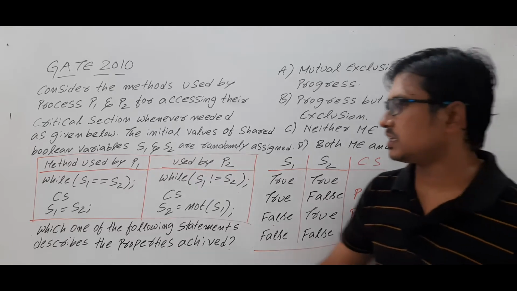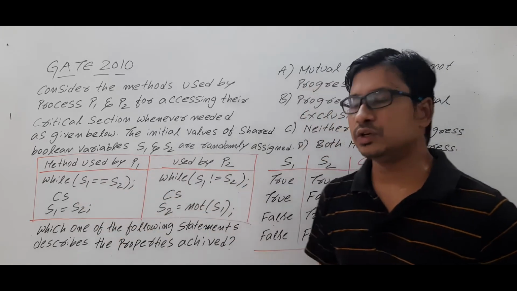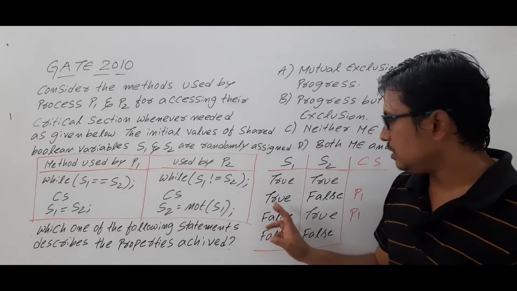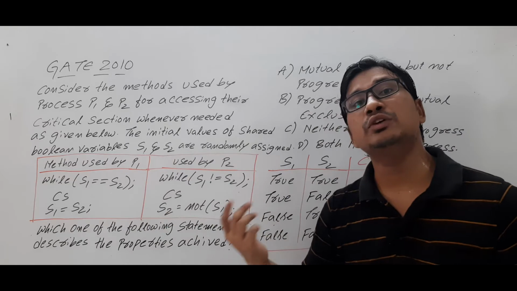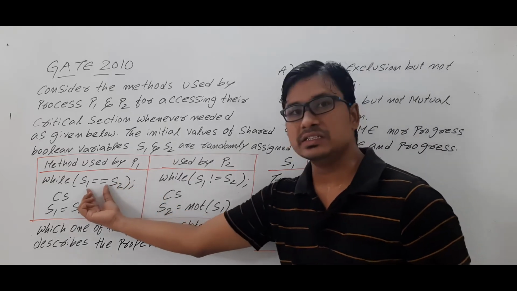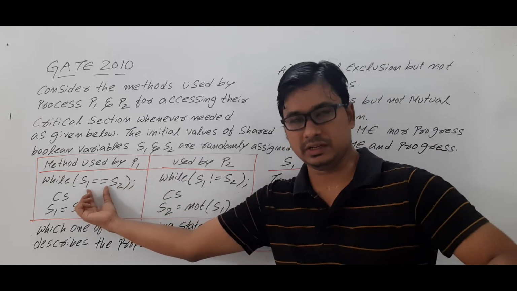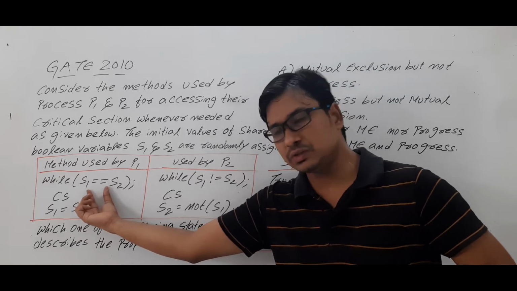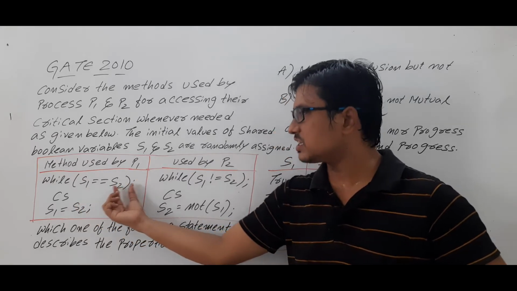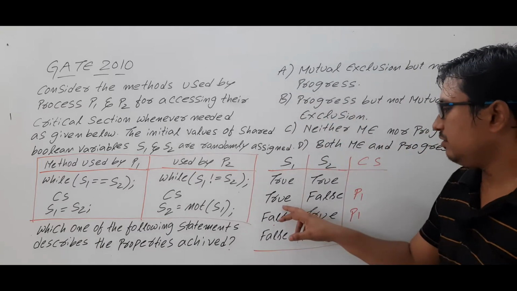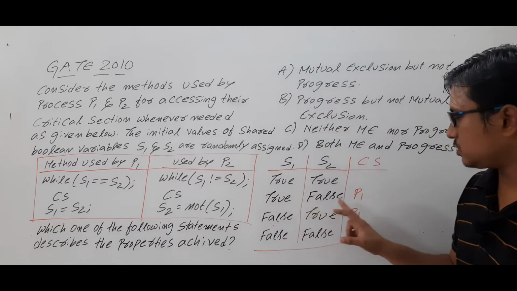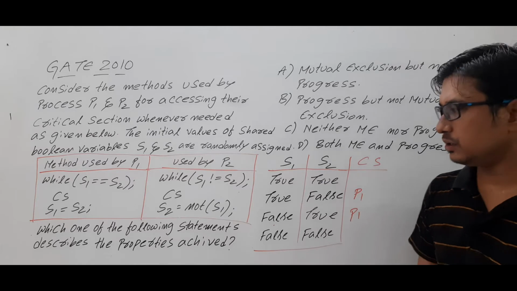Are you able to understand it or not? Look at the situation, true and false. So S1 is not equal to S2. This one is saying S1 is equal to S2, but the reality is S1 not equal to S2. So this condition is false. If this condition is false, it will enter into the critical section. So if S1 is not equal to S2, process P1 can enter into the critical section.